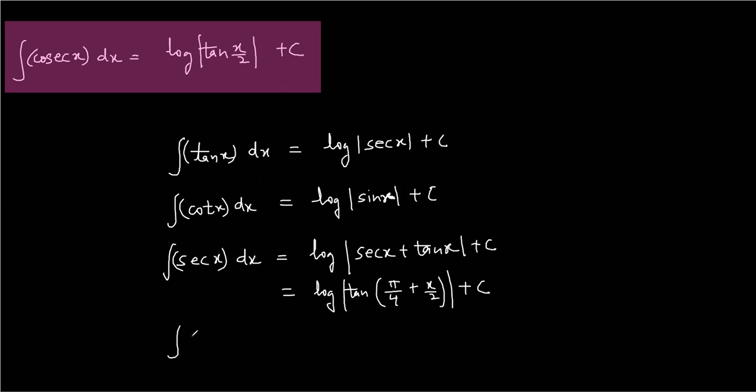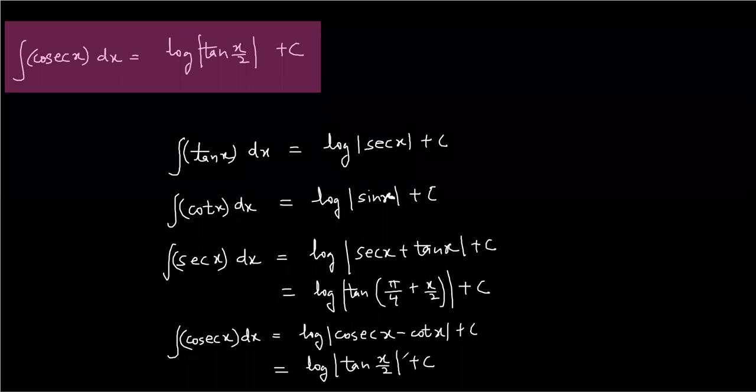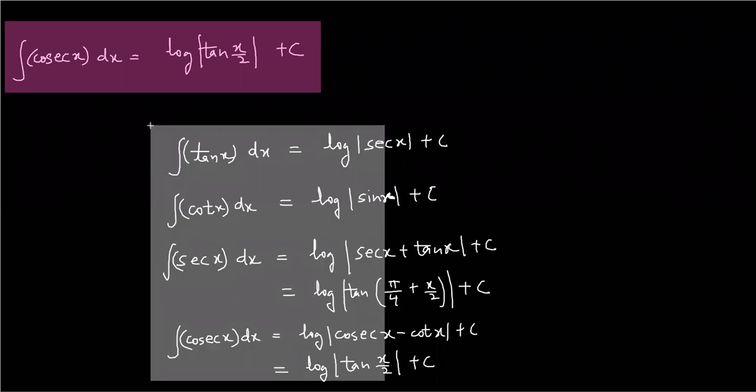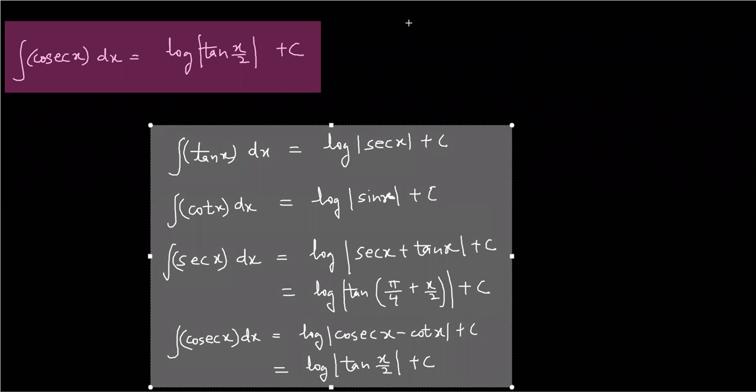And finally we had done integration of cosec x dx. Integration of cosec x dx is log of mod of cosec x minus cot x plus c and log of mod of tan of x by 2 plus c. Okay, so here one more thing I would like to say, and that is that all these integrals you did today, see, each one of them is starting with log. Each one of them has log. You see this? Each one of them has log.